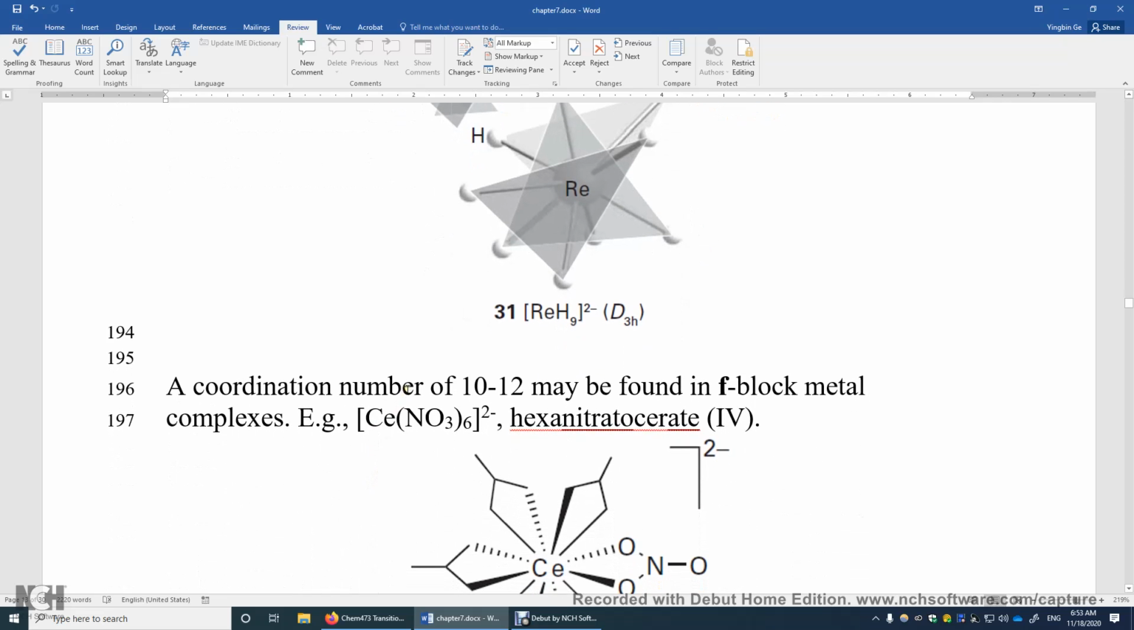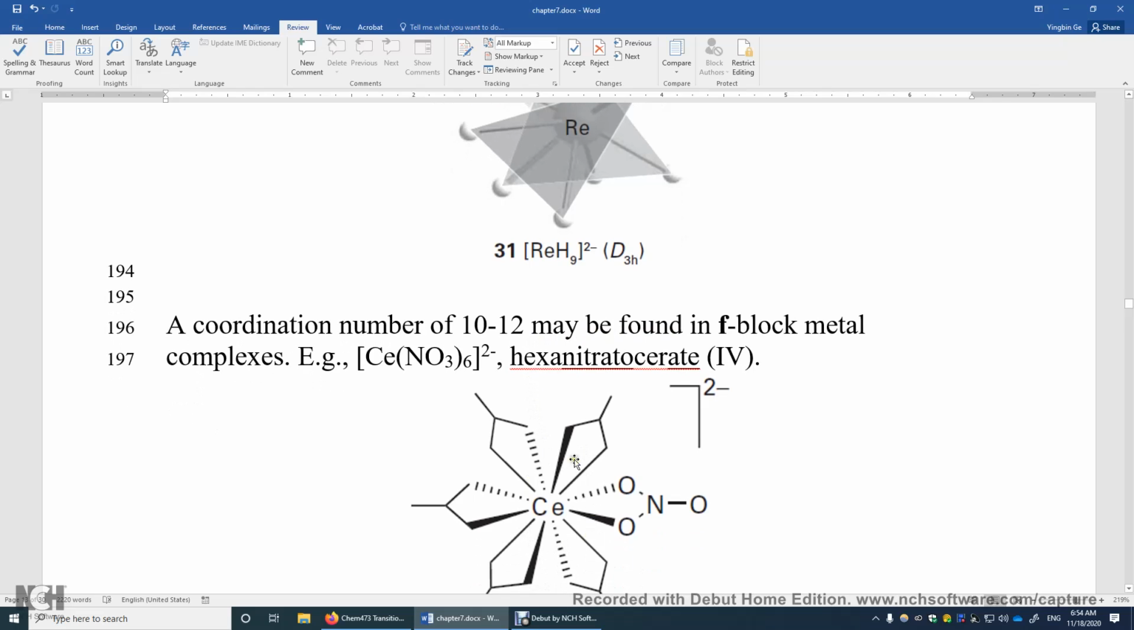It's also possible to observe a coordination number of 10, 11, or 12. It's rare. It may be found in F block transition metal complexes. So here's one example. This Ce is cerium. It belongs to the lanthanide series, and it can form 12 bonds, 2 with each nitrato ligand.